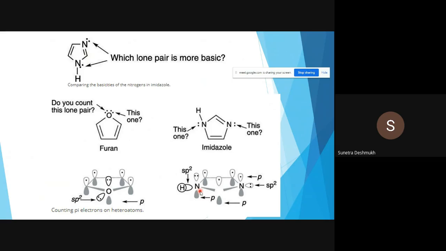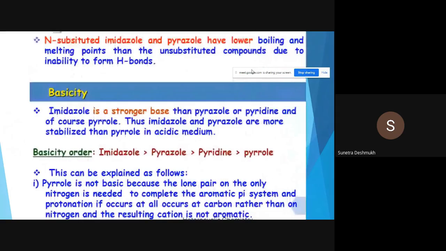Okay, in that way this sp2 hybridized lone pair is present perpendicular to the remaining plane of the p orbitals. That's why it is available for protonation, and that's why this lone pair is more basic in nature. Okay, so this is a very simple answer for the basicity of imidazole, pyrazole, pyridine, and pyrrole.